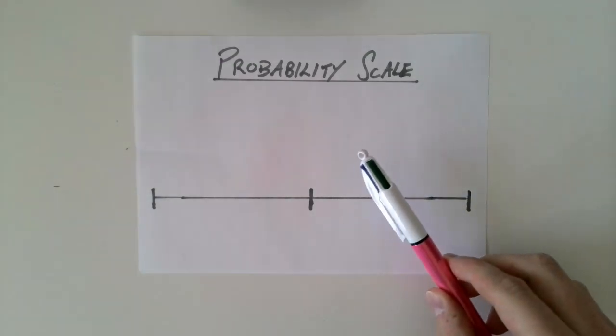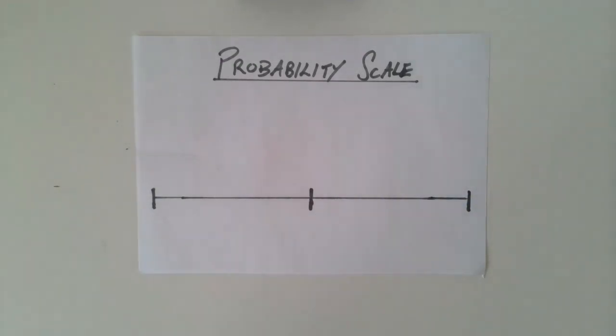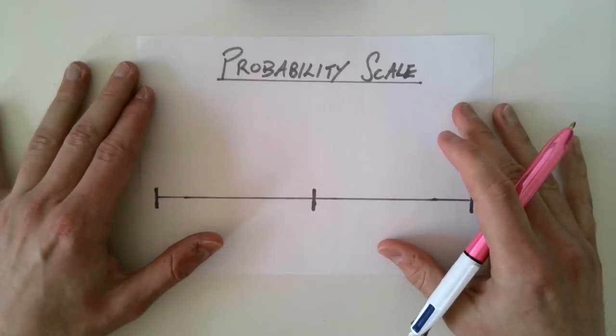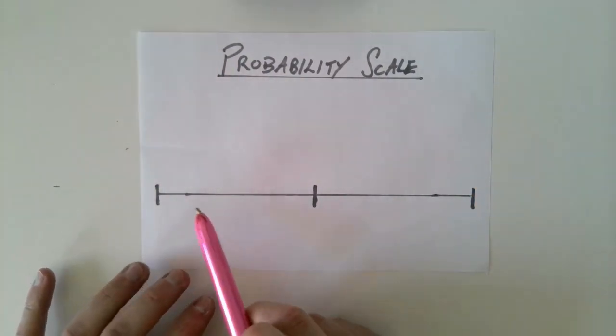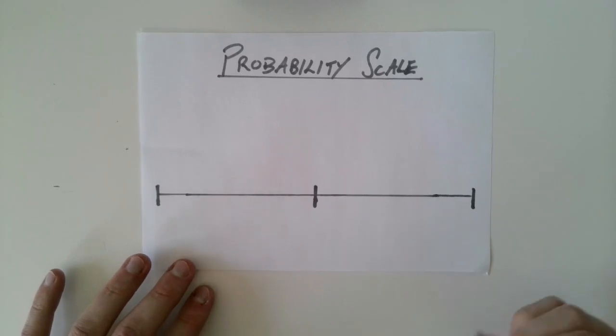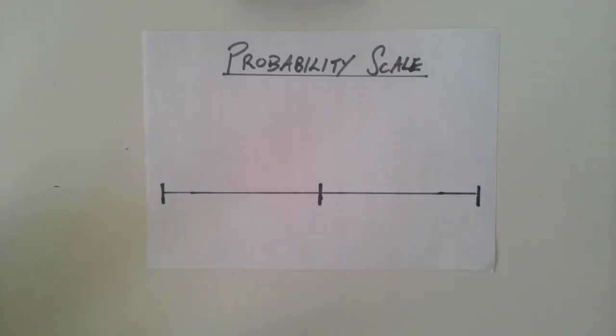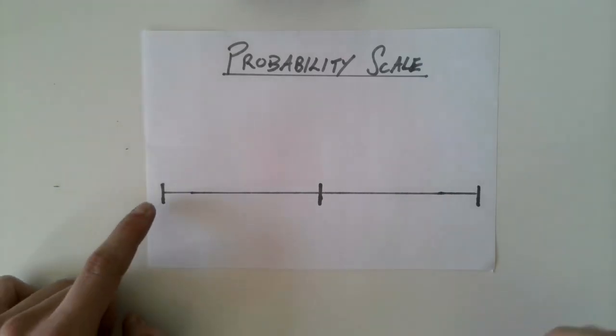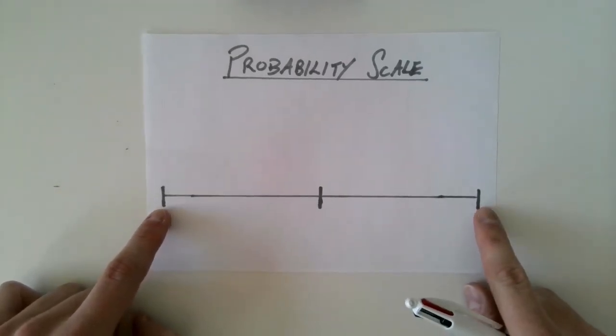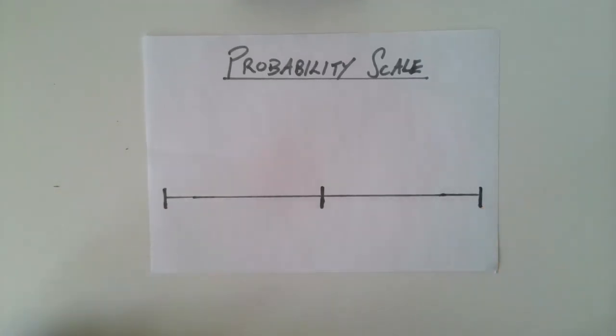Now the first thing we're going to do is look at some important terms. So what I've got here is a probability scale. And I'm going to write some important words that describe how likely it is that an event is going to happen. Now I'm going to start on these two ends of the probability scale.